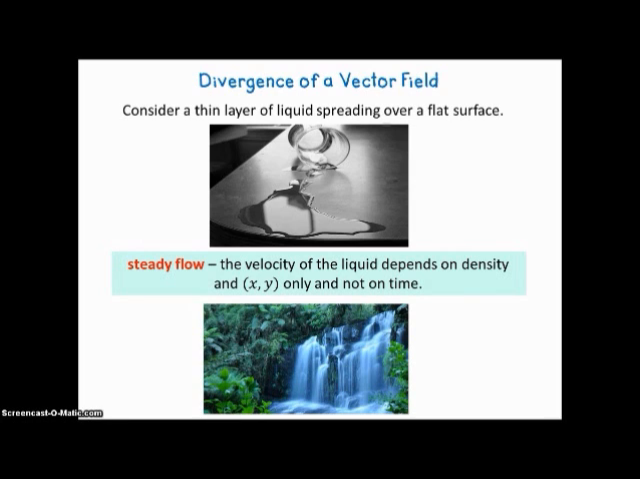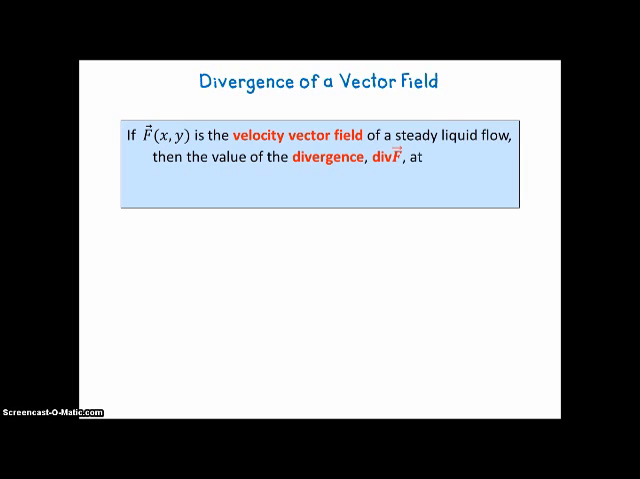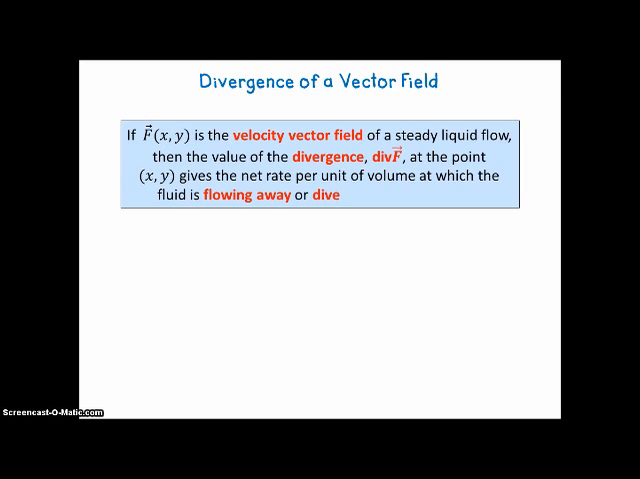Now the waterfall example is actually three-dimensional, and we're not going to do three-dimensional divergences until a later section, but I couldn't come up with an example in 2 dimensions from real life. Now if f of xy is the velocity vector field of a steady liquid flow, then the value of the divergence at the point xy gives the net rate per unit of volume at which the fluid is flowing away from or diverging from that point. And that's what it measures.